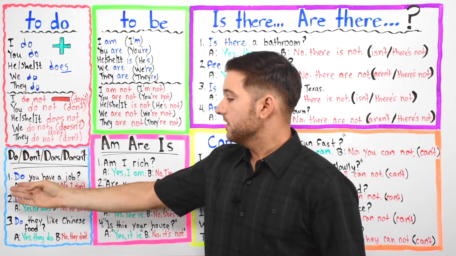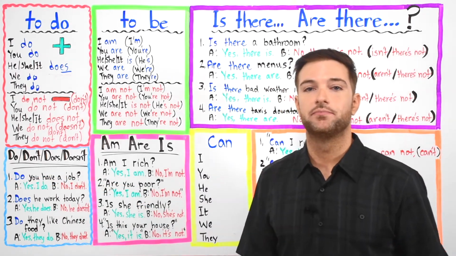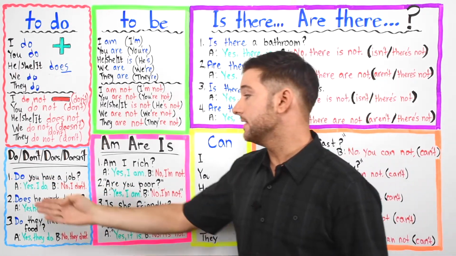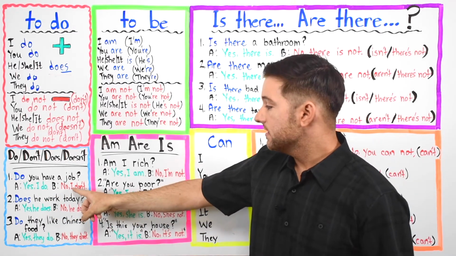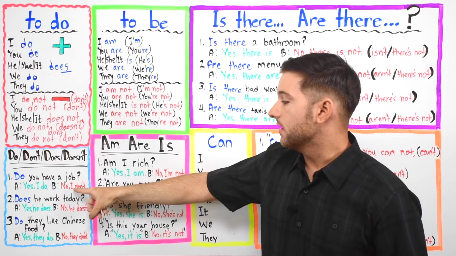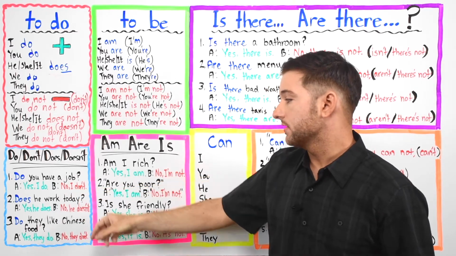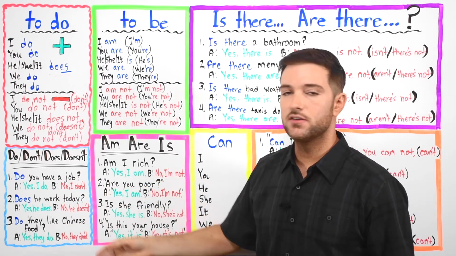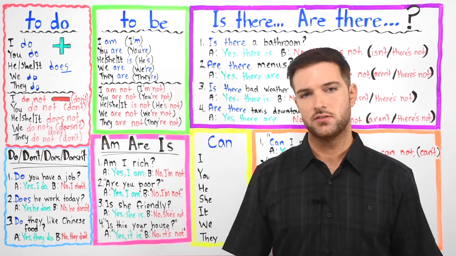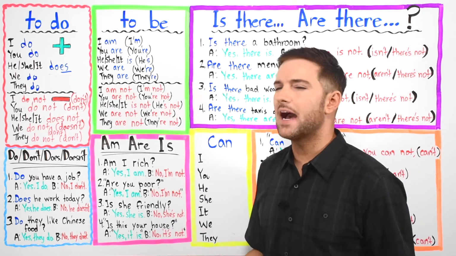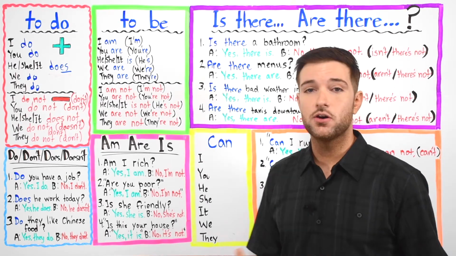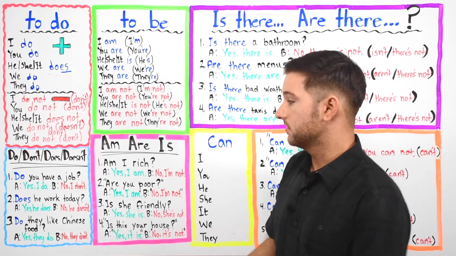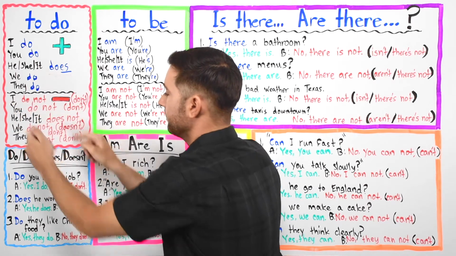Okay, so the question is, do you have a job? Now, you can either say, yes, I do, or no, I don't. You can see here that we have the contracted form of no, I do not. No, I don't is more natural to say. Or you could say, no, I do not, if you want to use the full form.